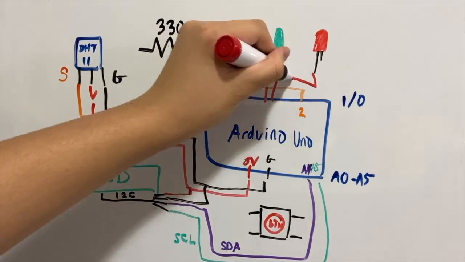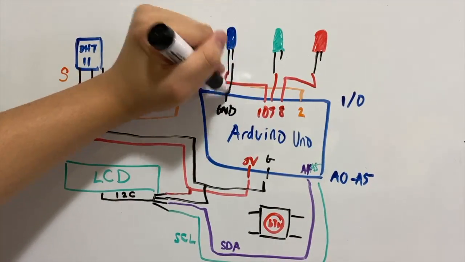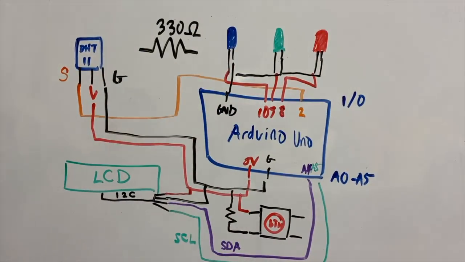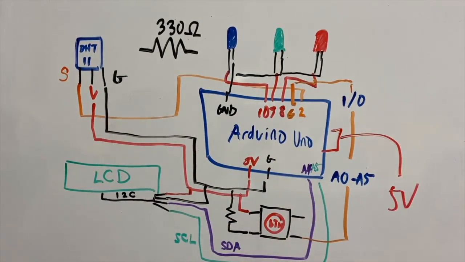Finally, I'm just going to wire up this button. The button requires power and ground like the other components, and the data pin will be attached to the Arduino. Provide the Arduino with some power source, and it'll be good to go.